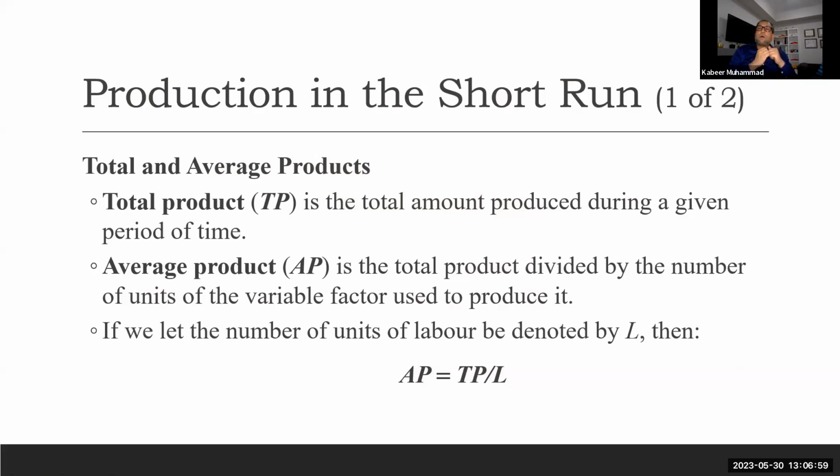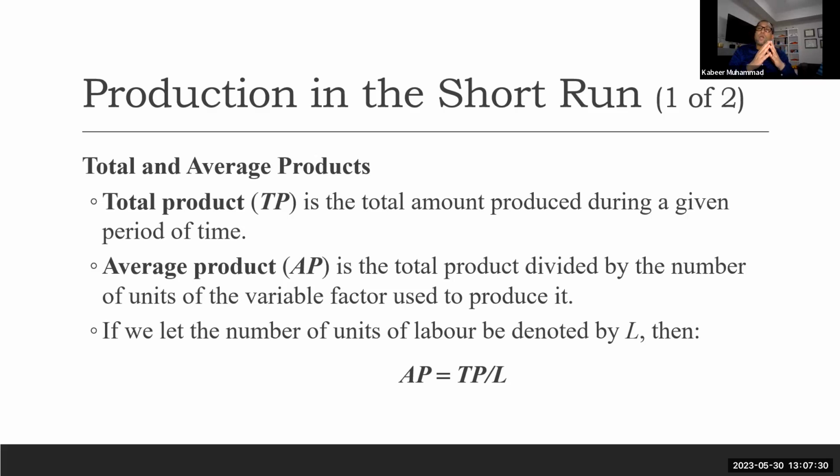Then comes the average product. To calculate an average, we need a denominator, and we have to take a variable one. Labor is a very commonly variable factor in all production, so we normally calculate average product per labor. In short, we can call it the average product, but it is average product per labor. How do we calculate it? Total product divided by the labor.